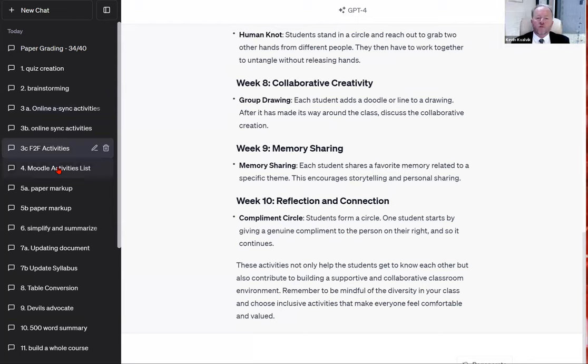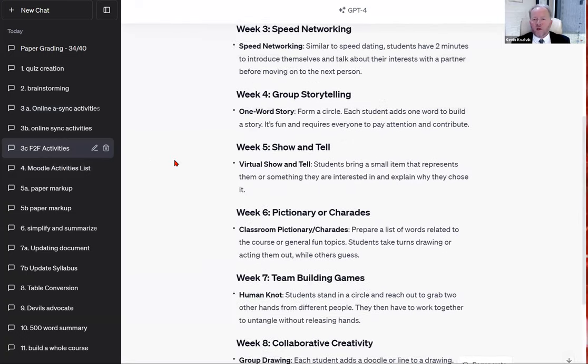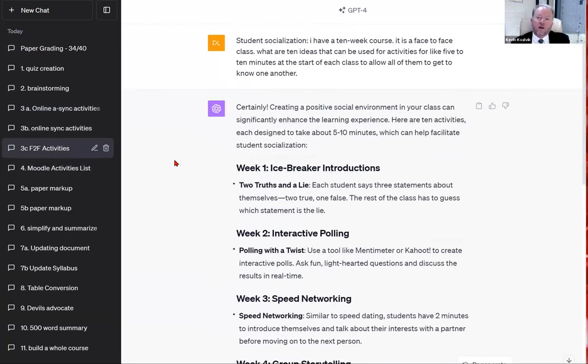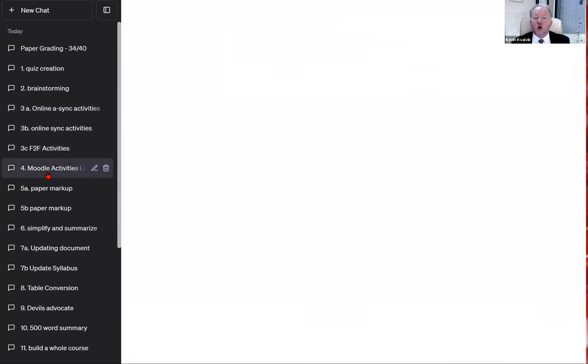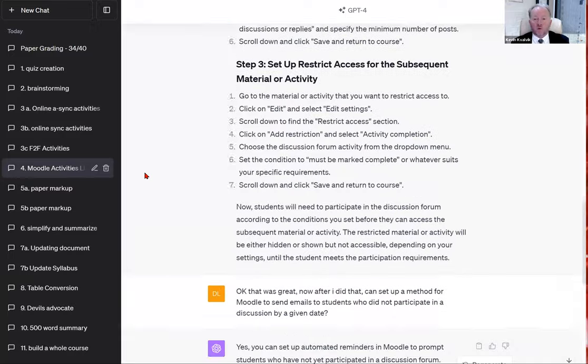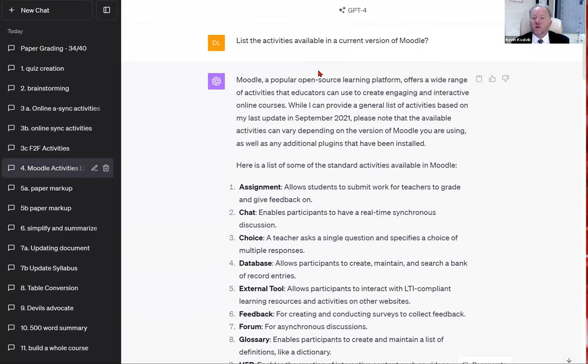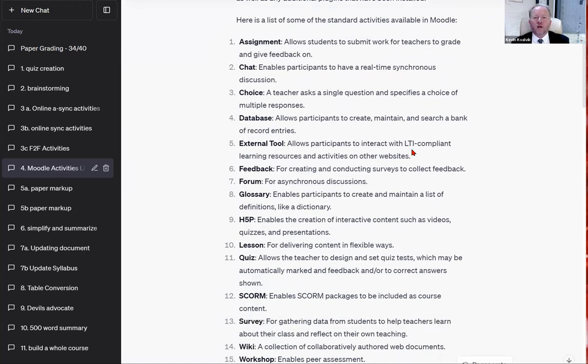So those three, I won't go through them because we just have half an hour. And I want to make sure that you just sort of see the breadth of what's possible here. So the next thing is it knows my courses. It knows Moodle. That's another thing worth knowing. So I just said list the activities available in a current version of Moodle, and it gave those to me. But I've also asked it, how can I create a discussion where students are restricted from doing anything until after they've finished the discussion, and it automatically notifies them?